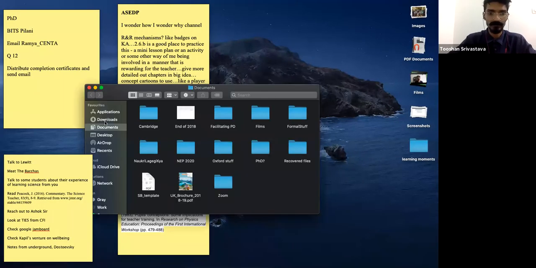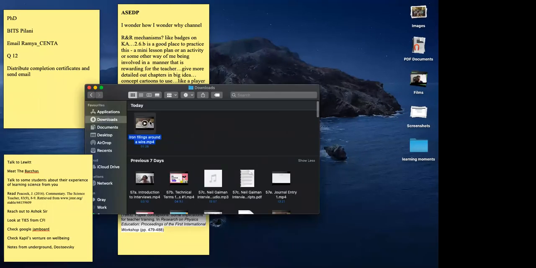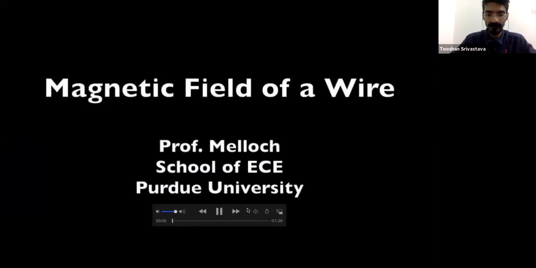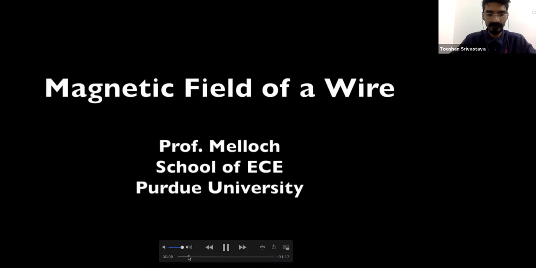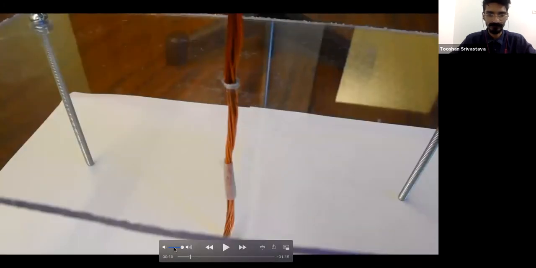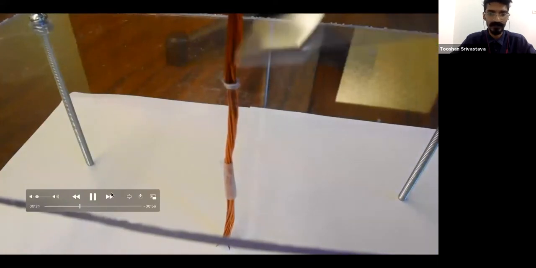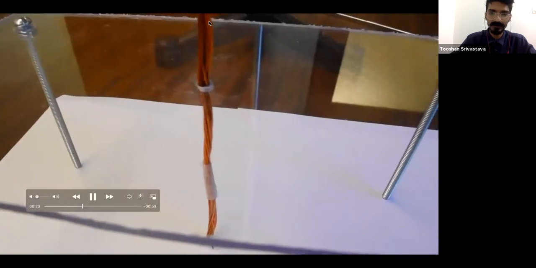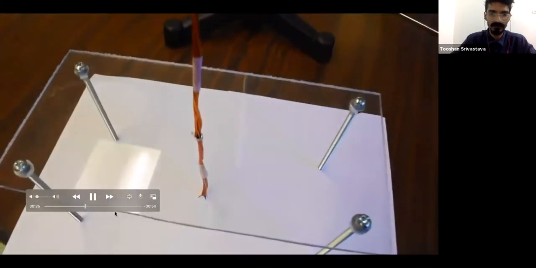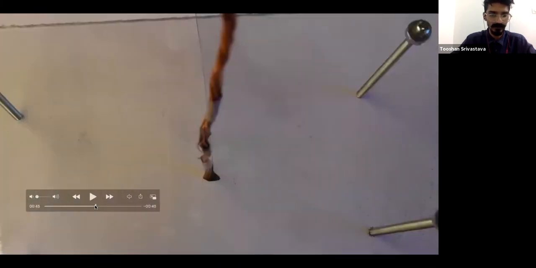Okay, I hope you can see my screen now. Here what you will see is a setup where this person has drilled a hole in a glass and run a copper wire through it. At the ends of these copper wires is an electrical connection. So right now, this is a copper wire through which current is running.